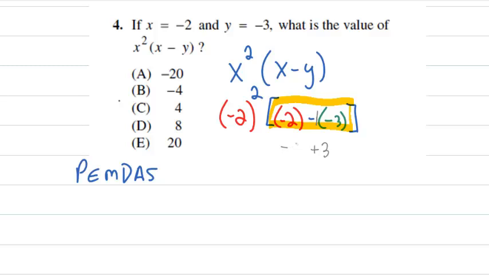So here we have -2 plus 3, and we still have the (-2) squared on the outside. -2 plus 3 is +1. And we've taken care of the parentheses. Now we can turn our attention to the exponent. (-2) squared is really just -2 times -2. A negative times a negative is a positive once again, so that comes out to +4. So the answer is just 4 times 1, which is 4. So that would be choice C.